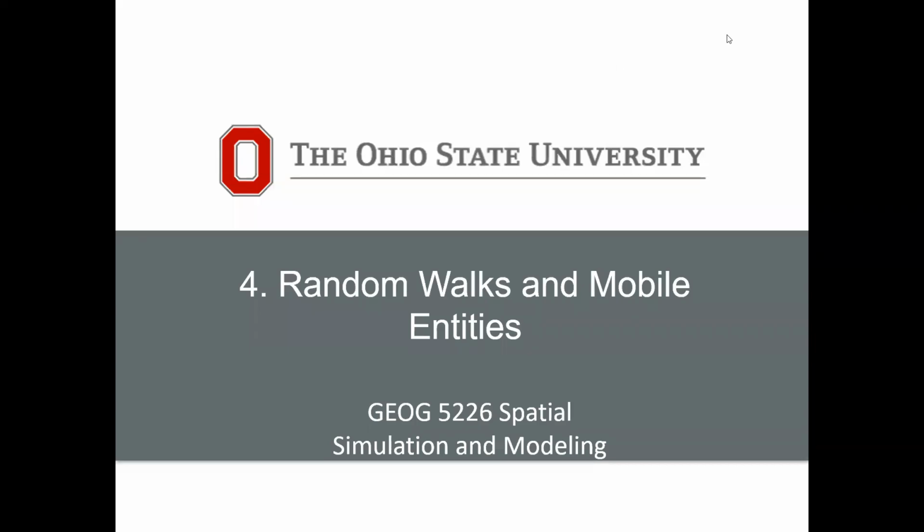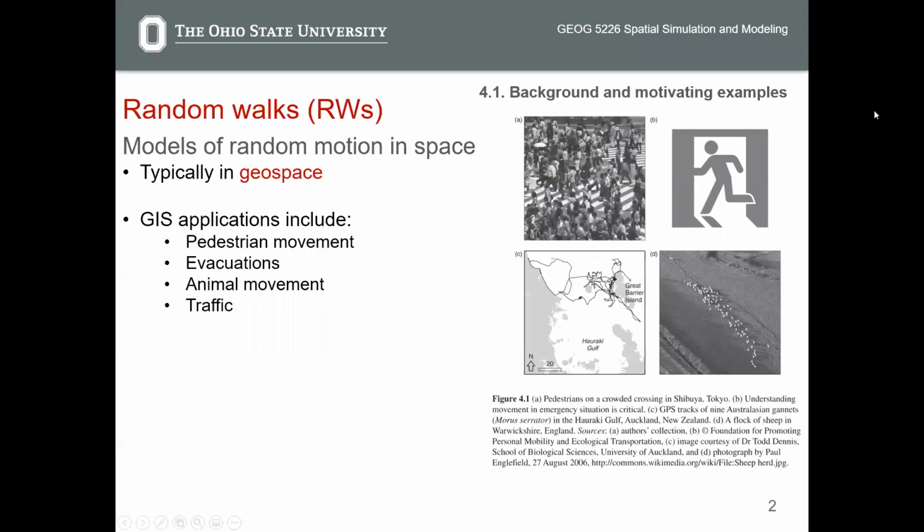Okay, let's start the fourth chapter, random walks and mobile entities. So random walks, this category of models, can be used to address the movement of different entities. For example, pedestrians, animals, and transportation, okay? So their movement in geospace.